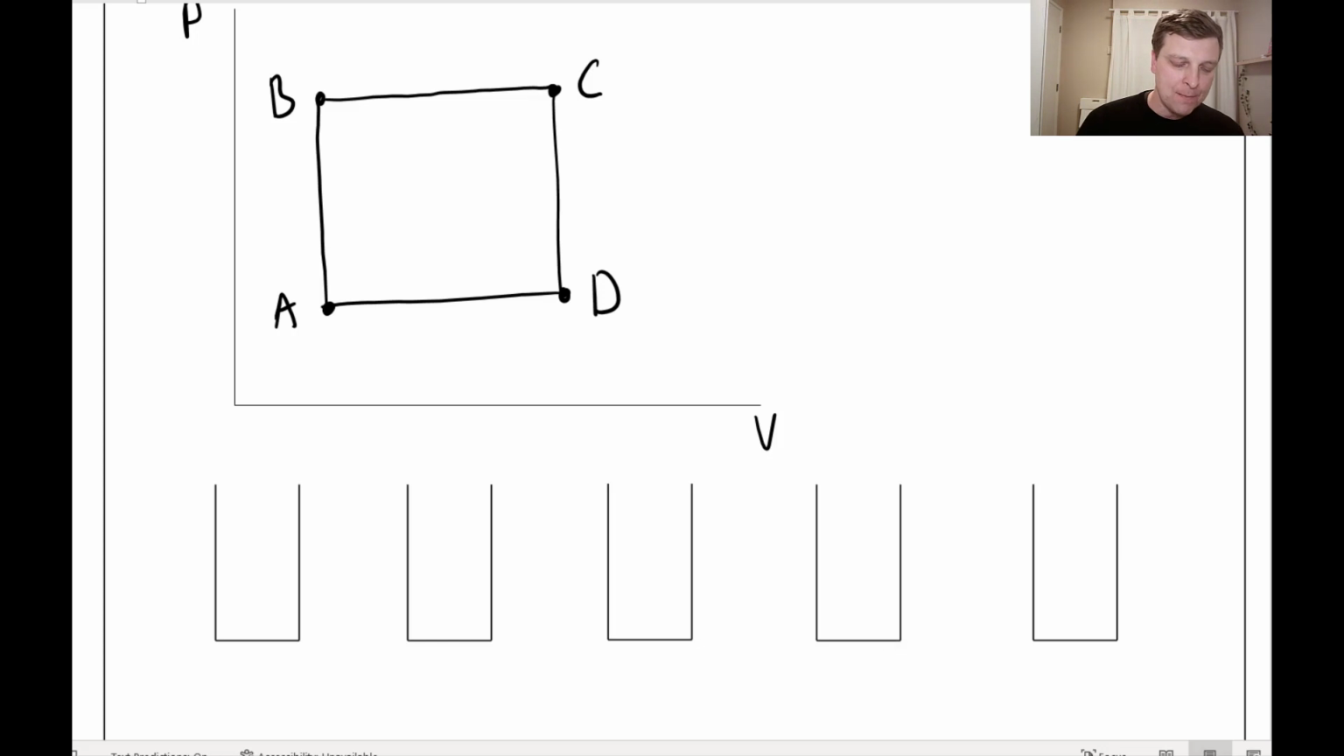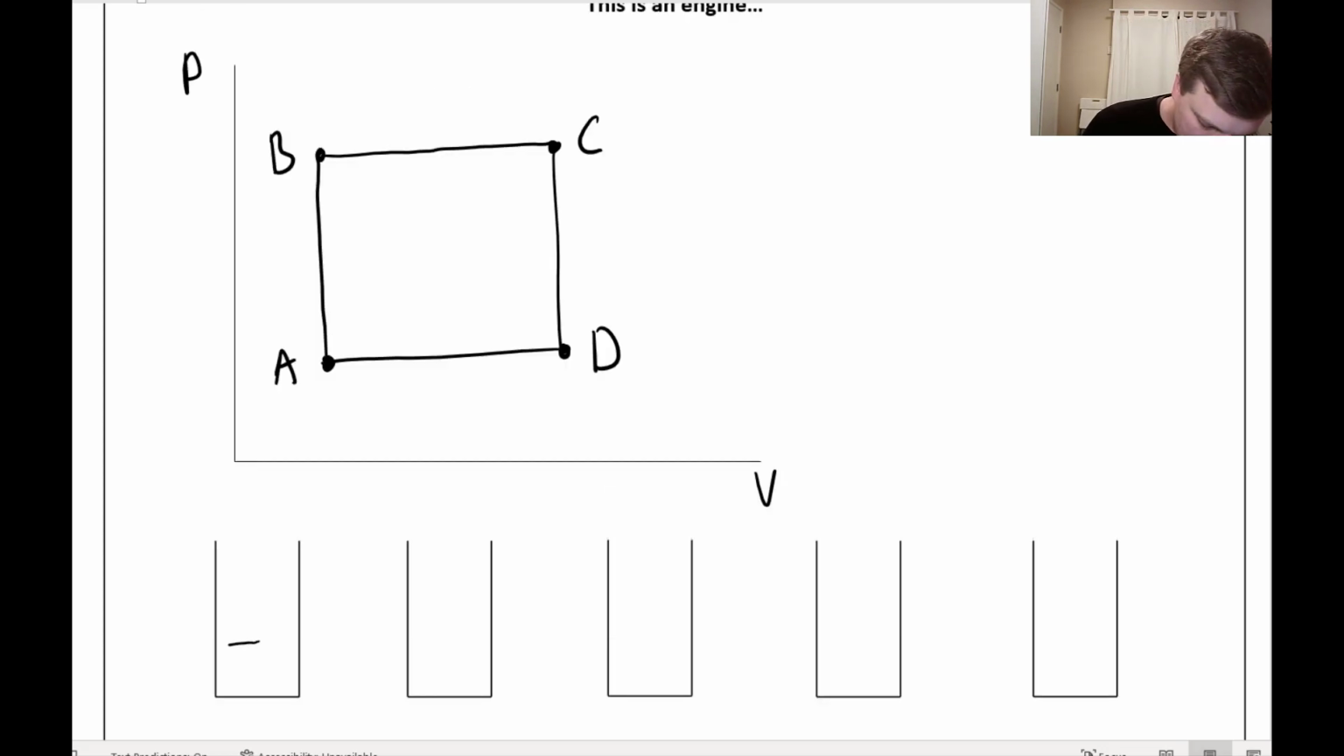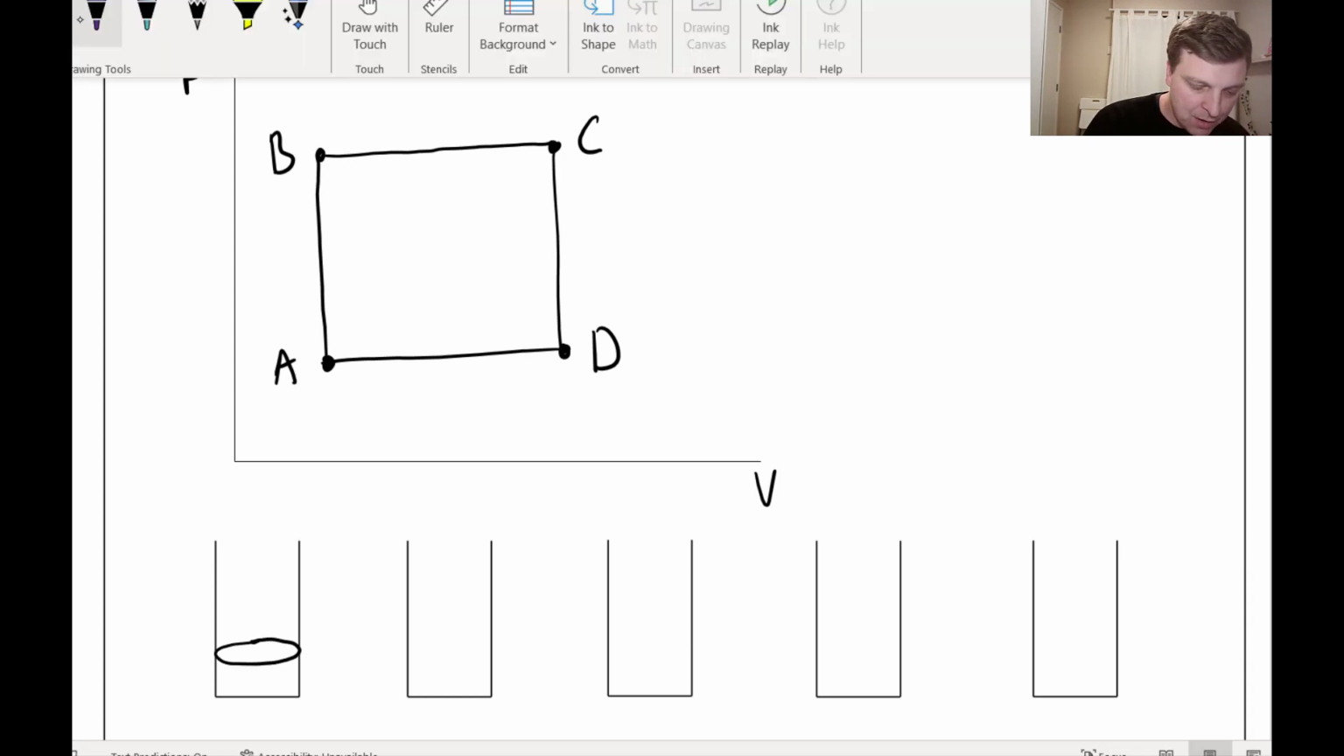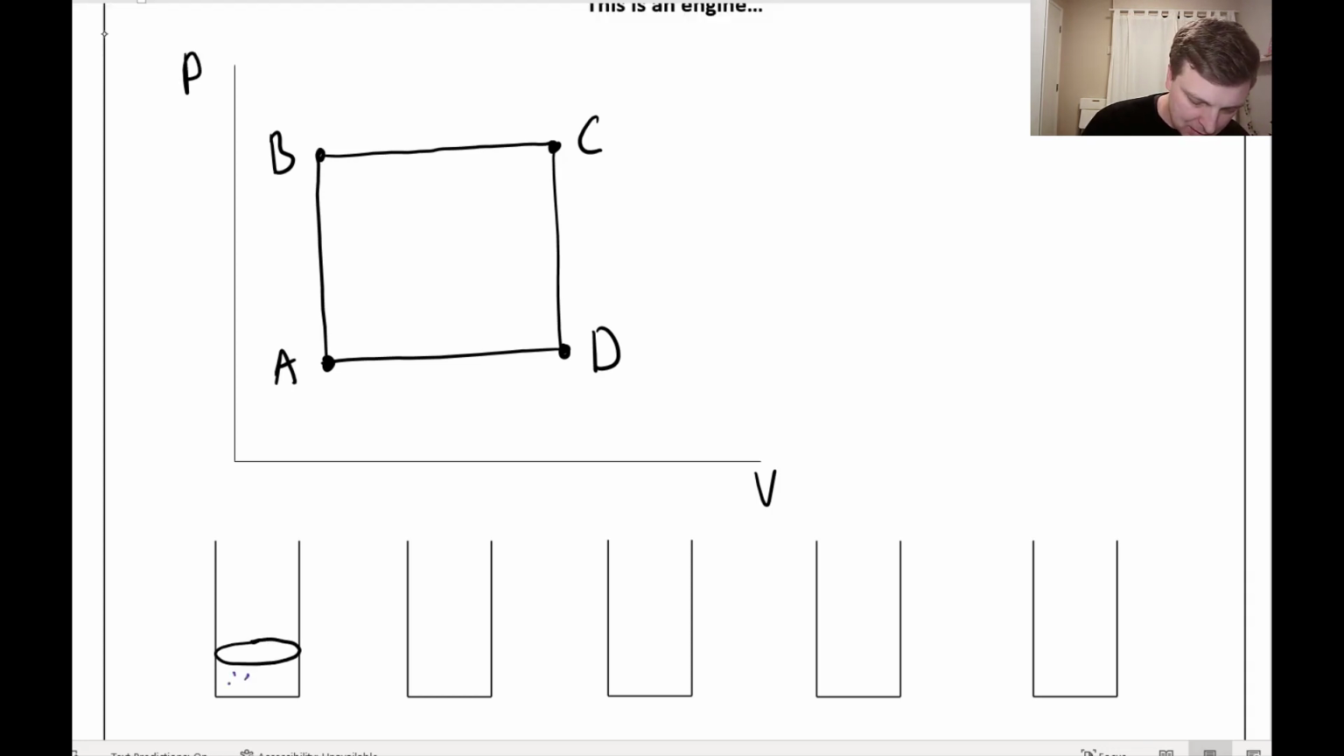Well, let's start at A. So at point A, you can see that I'm at a relatively low pressure and I'm at a relatively low volume. So I'm going to draw a piston here. And you can see that this piston is containing a volume of gas. So I've got an ideal gas in here, and those gas particles are all bouncing around. And this piston is free to move up and down, okay?